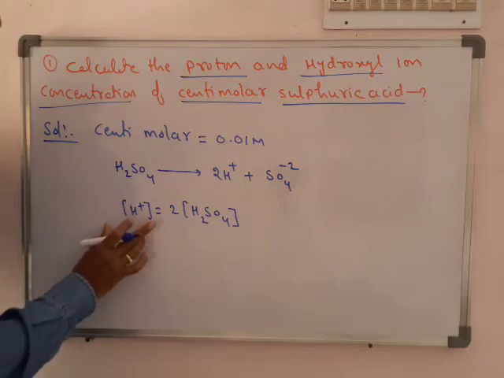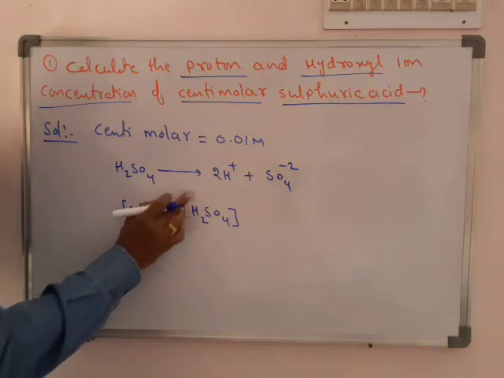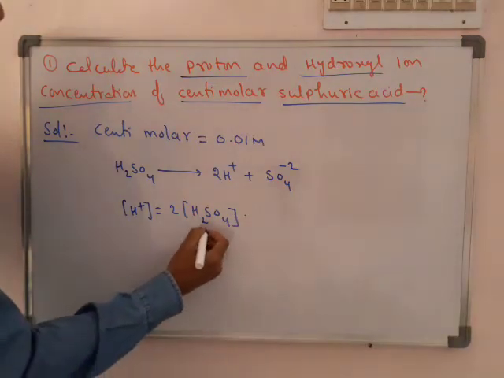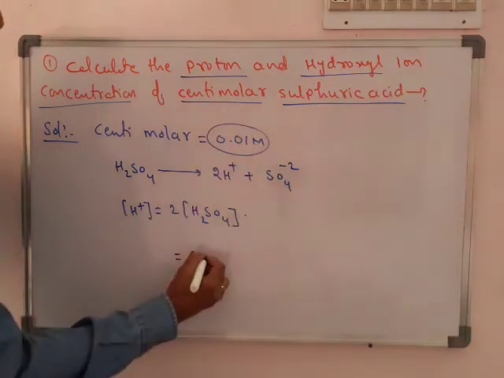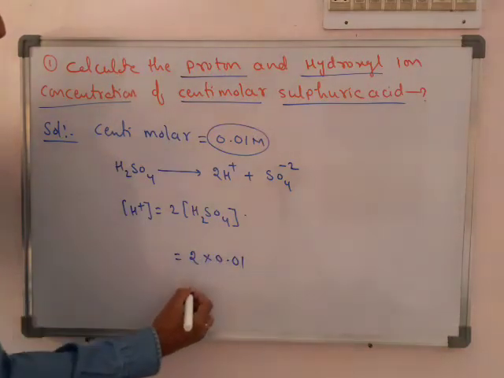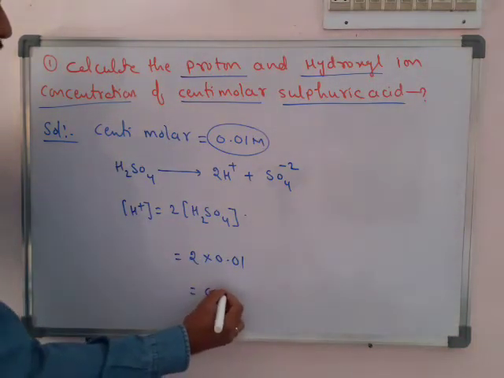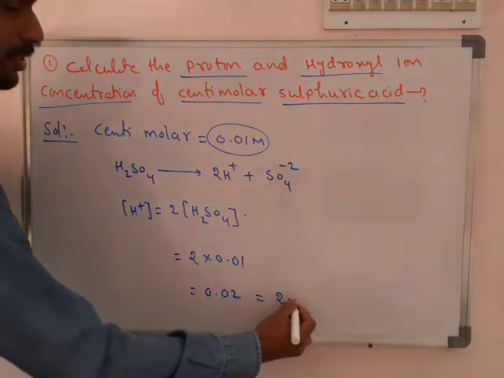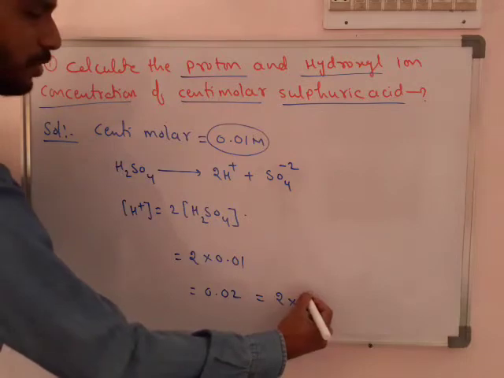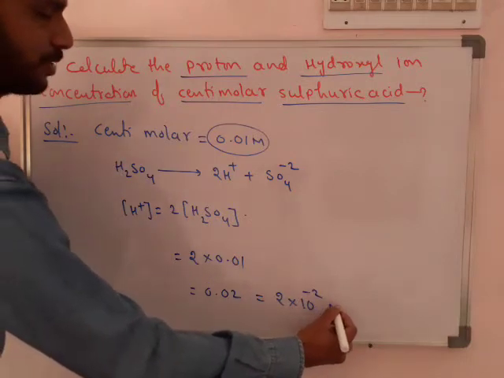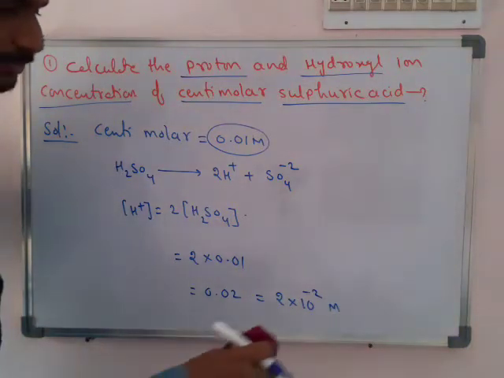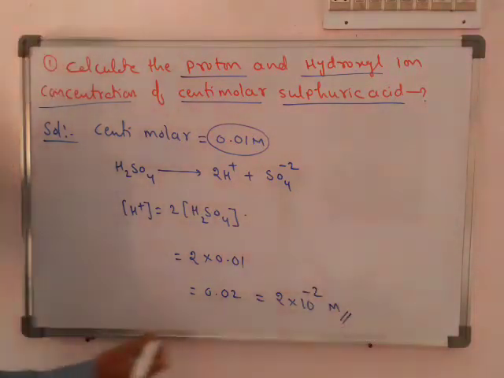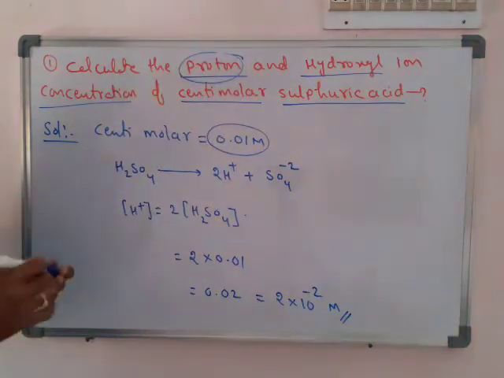So H plus ion concentration is equal to 2 into H2SO4 concentration. What is the H2SO4 concentration given? 0.01. So we will get 0.02 M. We can write it as 2 into 10 to the power of minus 2 moles per liter. Okay, this is the H plus ion. Now we got the proton concentration.